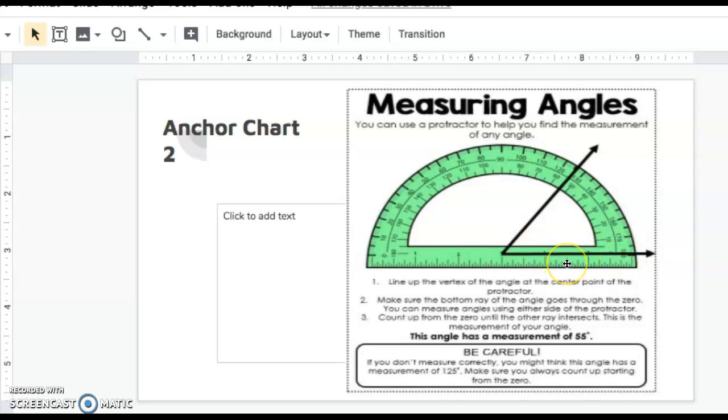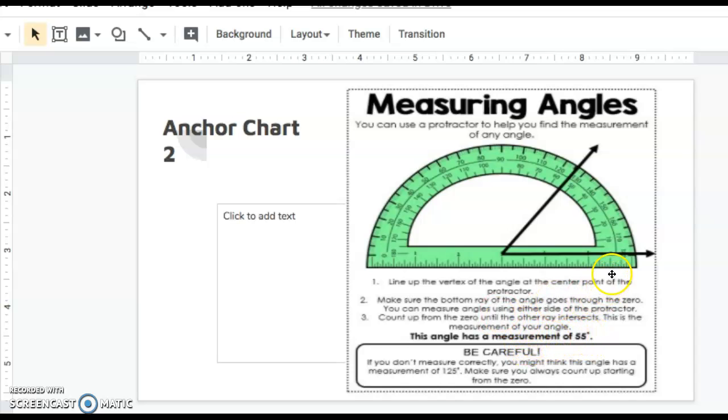You can measure angles using either side of the protractor. So like I said, they can face the right or they can face the left. You're going to count up from the zero until the other ray intersects. These are going to be in measurements of 10. Now, not all angles will fall at the 10, so you will need to look carefully at your protractor to see the measurement of your angle.